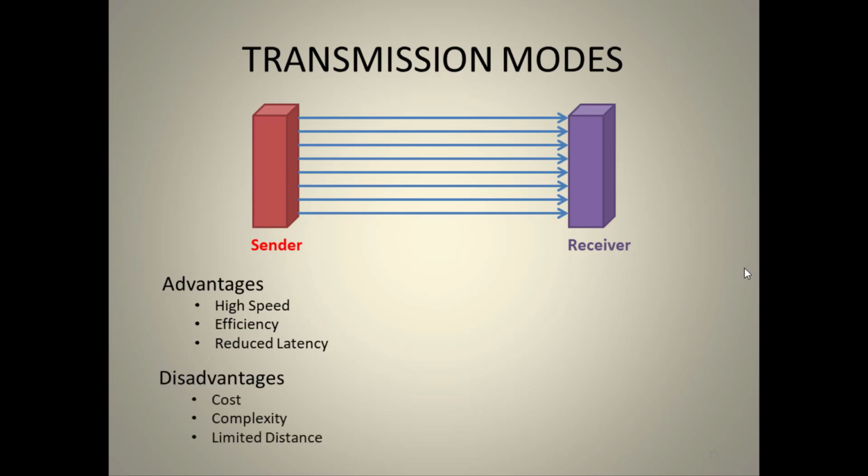Now the disadvantage is the cost. Of course, we require more wire, so the interface becomes expensive. Then the circuit becomes too complex, and parallel transmission cannot be used for long distances. It can only be used for limited distances. So these are the disadvantages.